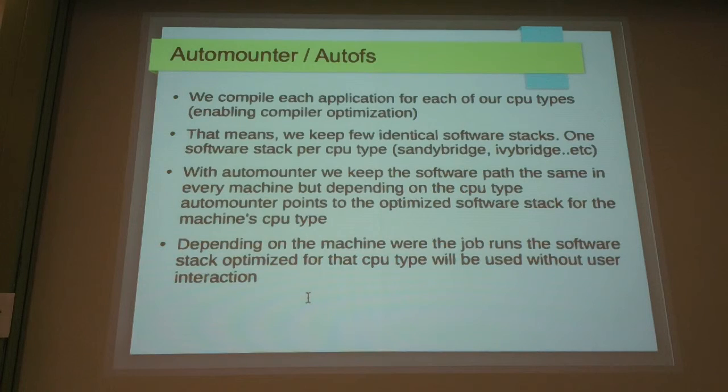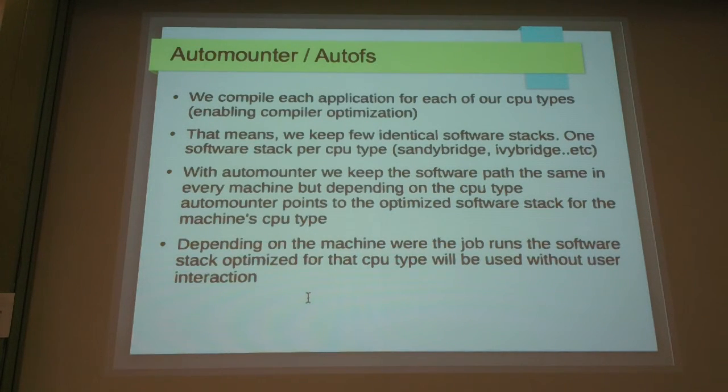Okay, and the last step, once we have installed all the applications, we use Automounter to do some magic so the user doesn't notice which software stack they are using. What we do is we compile all the applications for all of our CPU types, enabling compiler optimizations like march native, or for Intel, whatever it is. That means we keep a few identical software stacks, one for each CPU type we have.